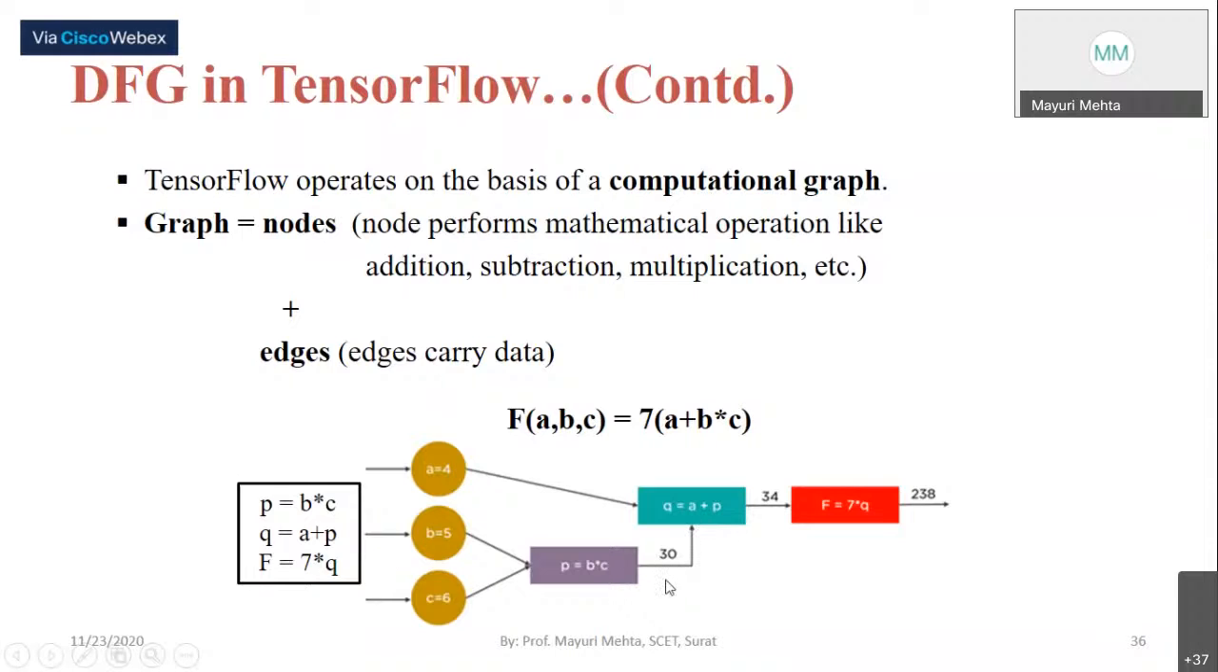Then this output would be added to a. So this is the node that represents the addition operation. And these are the edges, they carry data. And this would be the output of this operation. And then this output will be multiplied with 7. So this node represents the multiplication operation, and the final output would be this. So this is another example of a data flow graph, showing how they represent computations.